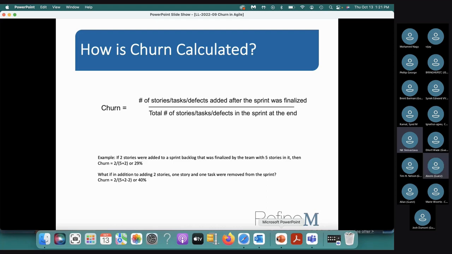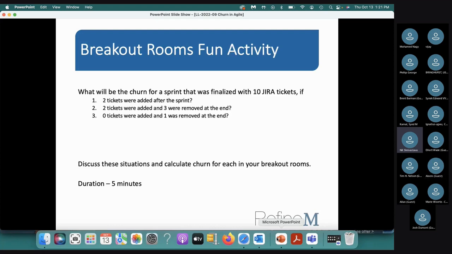Now, I wanted to do a breakout room activity, but it seems like Philip told me that there's some technical glitch and that is not working. So instead of doing this, all of us will do it together. There are three of these activities or three situations, okay? And I will say, calculate this, and you can tell or you can talk. I'm not looking in the chat, so I would rather have you talk.